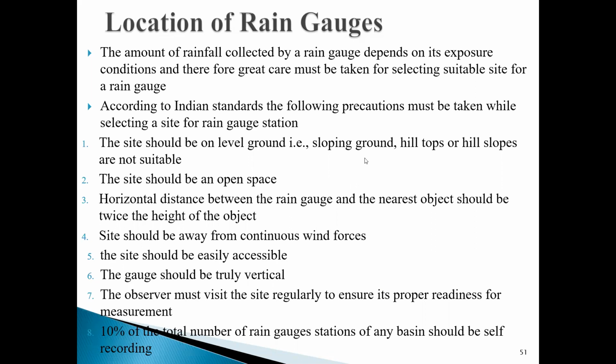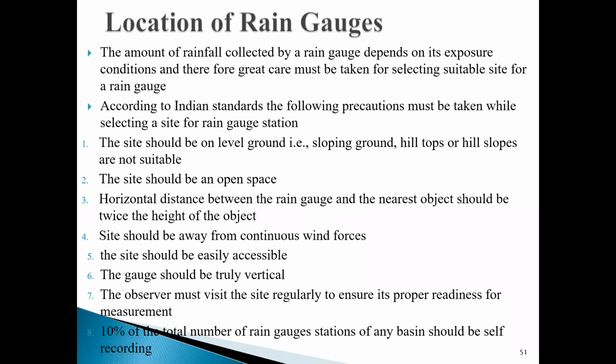Now, generally, in some areas where you have sloping ground or hilltops, a rain gauge has to be erected on a hilltop or a hill slope or a sloping ground. In such cases, the Simon's non-recording type of rain gauges will not work. So then we have to go in for the self-recording type of rain gauge.